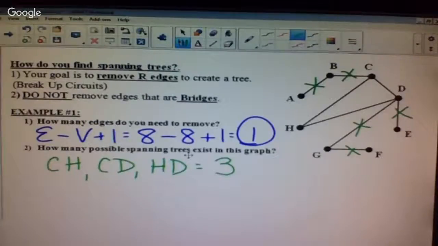So whenever you only have one circuit in your graph, you have however many edges you have in that circuit that can be removed. This is a circuit of 3 edges. So I can remove any 1 of those. Okay. Questions?